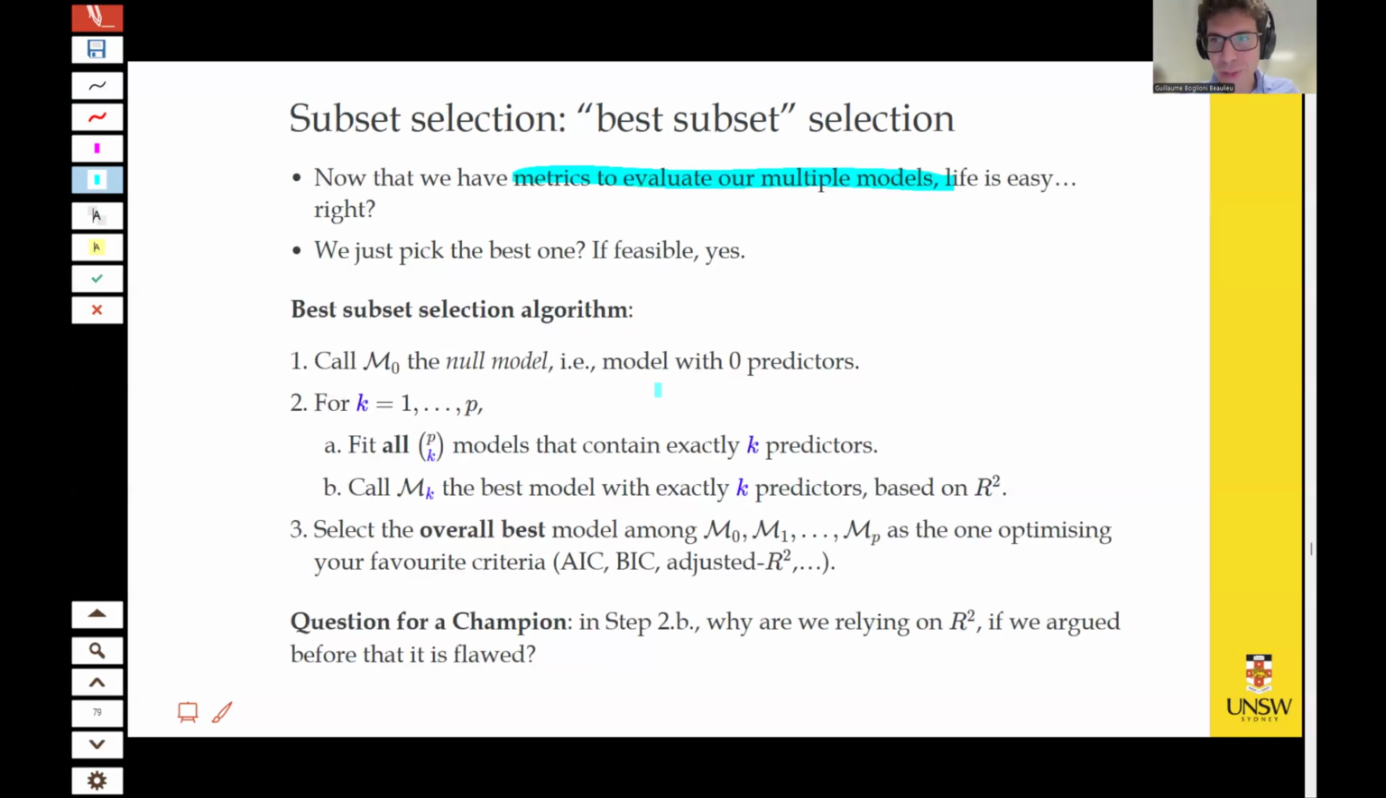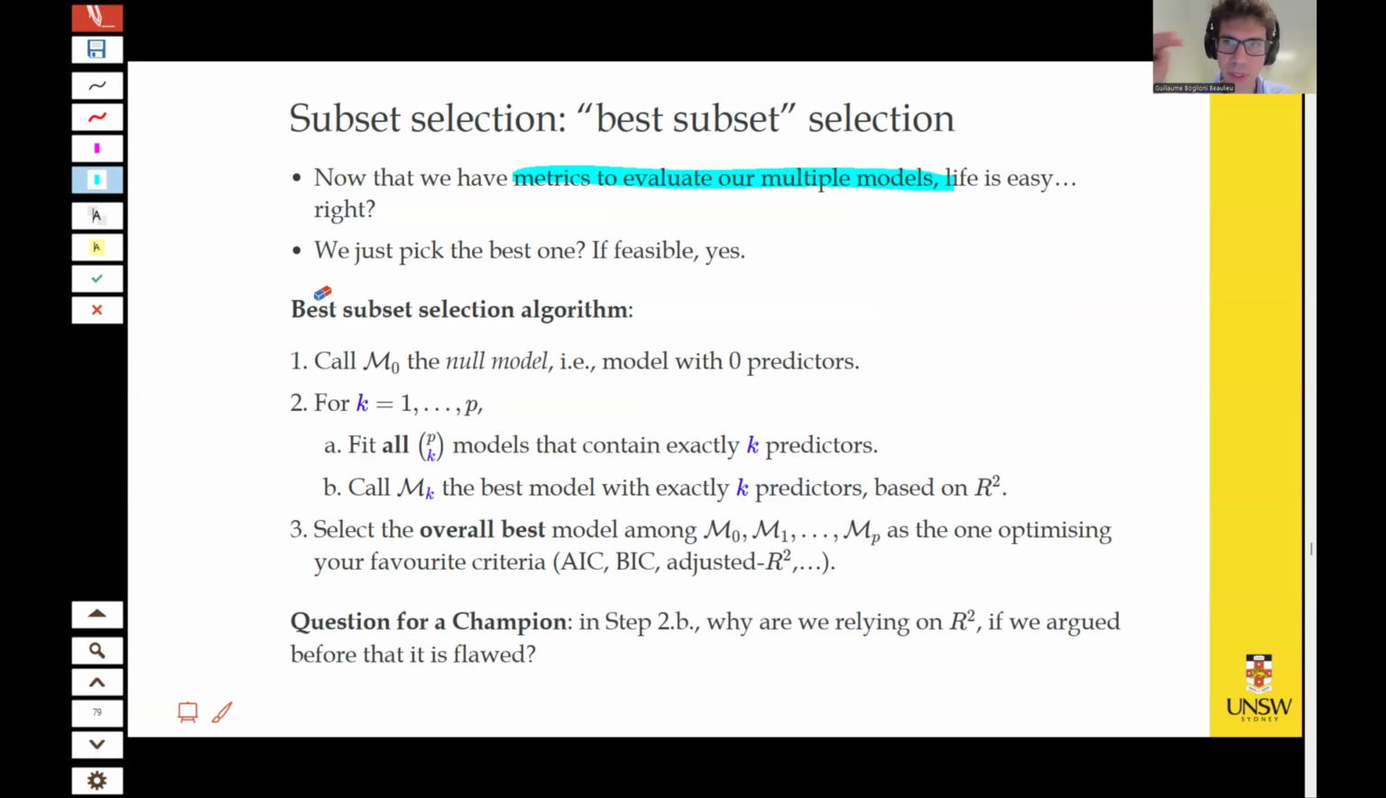Well, yeah, if you can do that, great, do that. Pick the very best model. There's a bit of an issue with that, but first, we present the algorithm to get to this very best model, and it is called the best subset selection algorithm. Obviously you would have an R package that would do that for you, but still conceptually, I think it's useful to explain how the algorithm works.